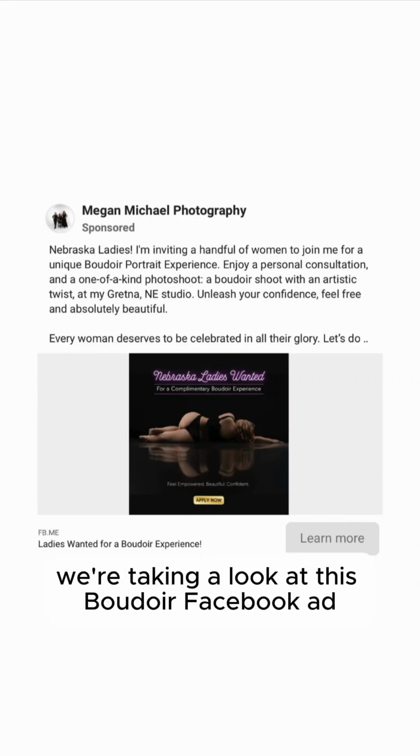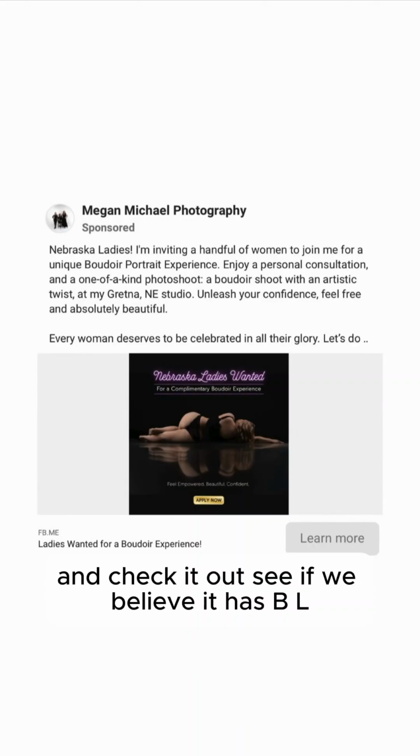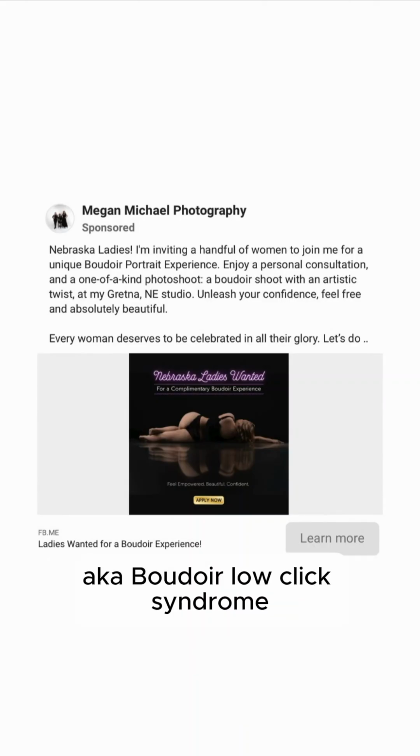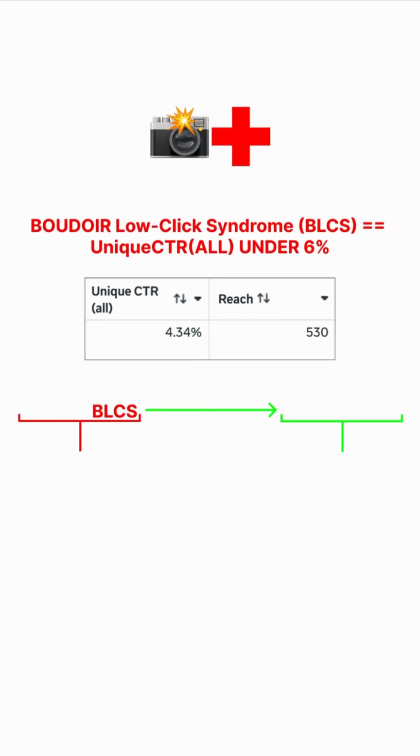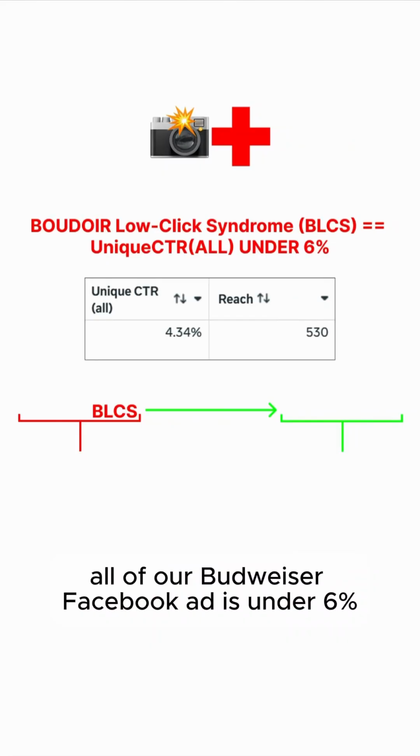All right, y'all, we're taking a look at this Boudoir Facebook ad. Gonna check it out, see if we believe it has BLCS, aka Boudoir low click syndrome. So, Boudoir low click syndrome is when the unique CTR of our Boudoir Facebook ad is under 6%.